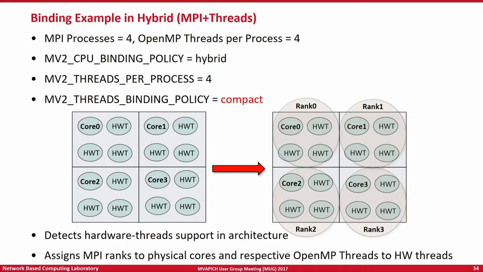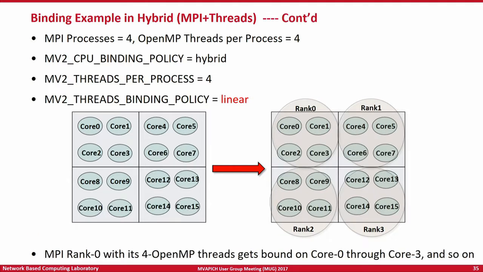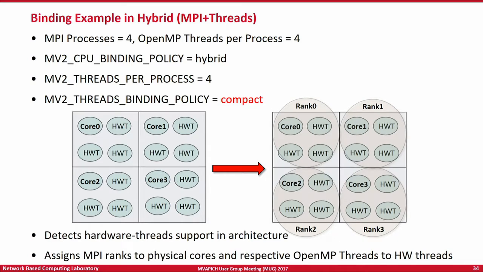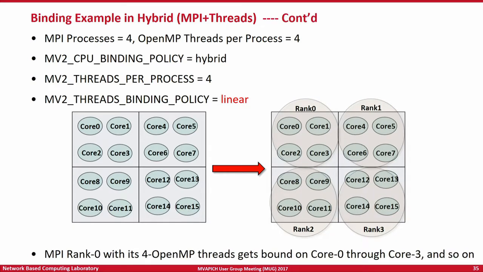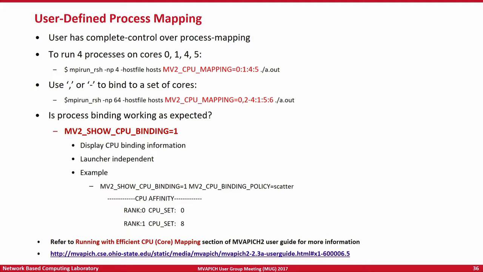Now, you set a particular binding policy. How do you make sure that the binding policy took effect, whether it is process to HCA mapping or process to CPU mapping? We have environment variables called MV2_SHOW_CPU_BINDING or MV2_SHOW_HCA_BINDING, which show which rank is bound to which core, or which rank is using which HCA. These are very useful debugging tools to see what core a particular rank is being bound to.